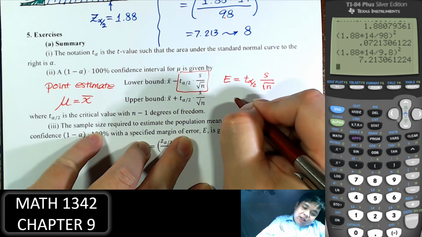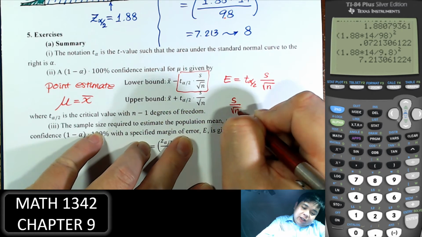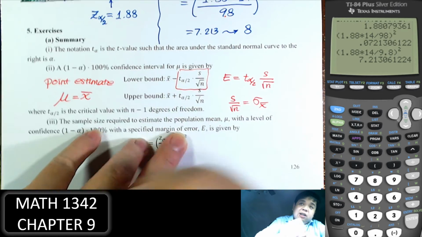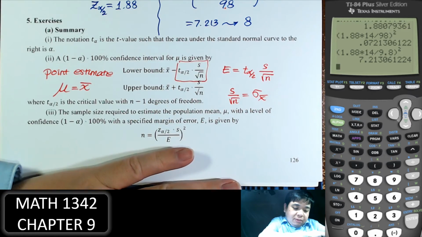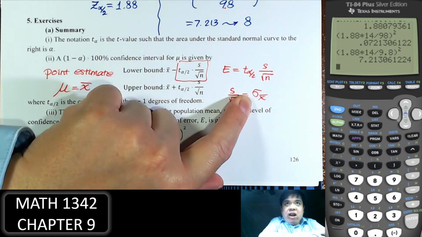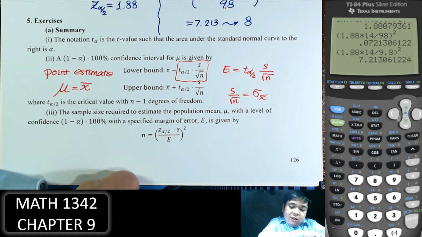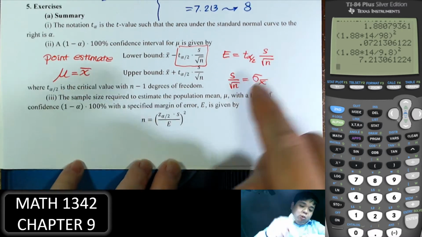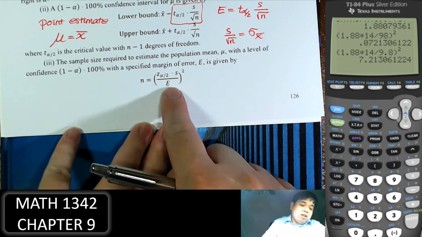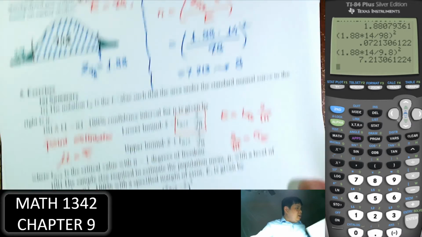Where the s over square root of n will be the standard deviation of the sample mean. Right, and then if we want to find the sample size, that's what we have. Right, now let's look at some examples.